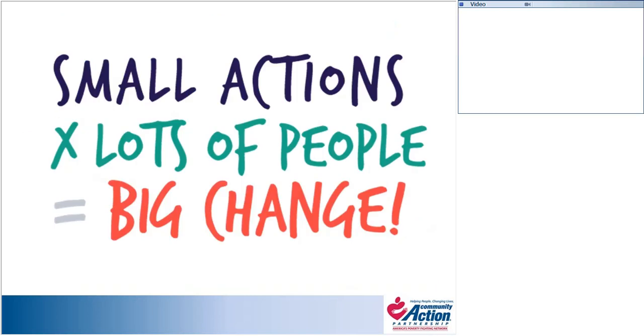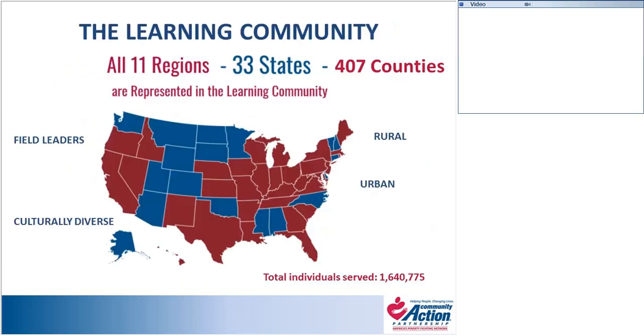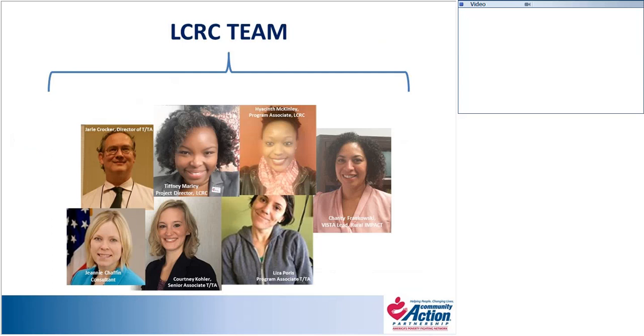So really what we aim to do with this learning community is to take small actions and lots of people and create big change. Just to give you a picture of what we're made up of, we have all 11 regions involved. We have 33 states across the nation engaged in the learning community, as well as 407 counties. Our Learning Community Resource Center team is pictured here on your screen, and this group of people helps to make it all possible in working together to put out these webinars, facilitate the learning community groups, and so on.